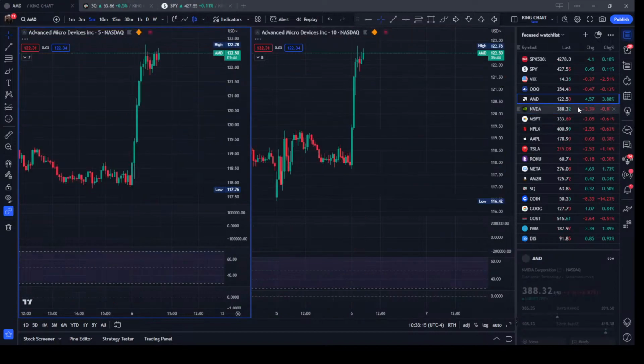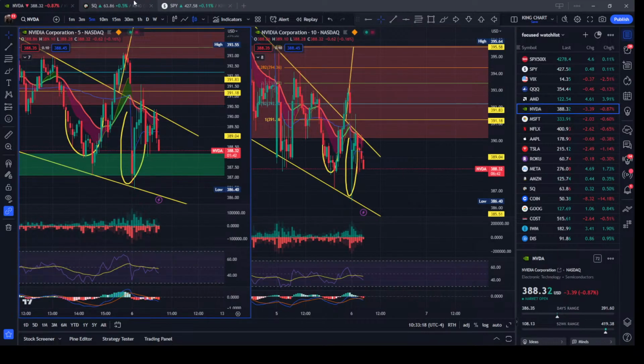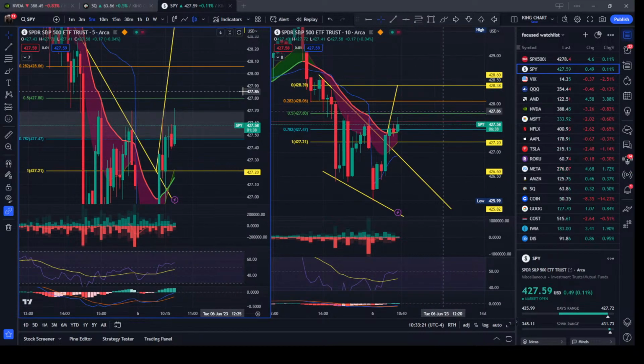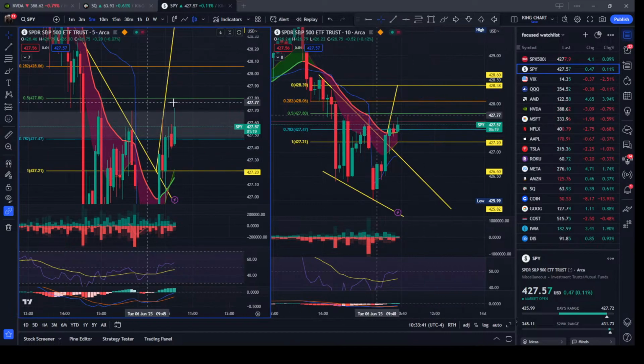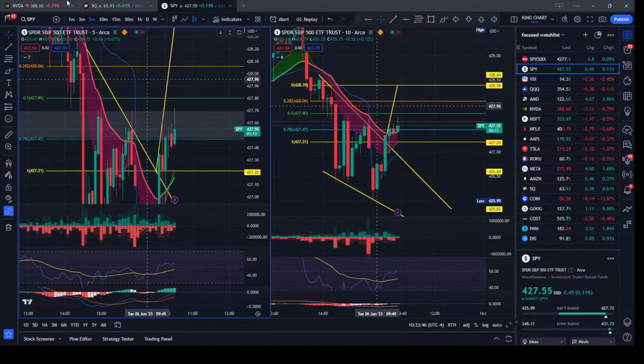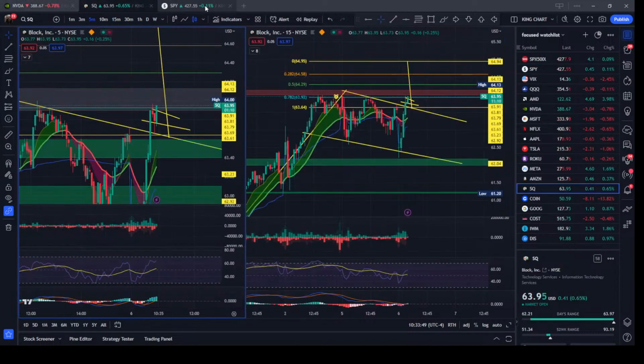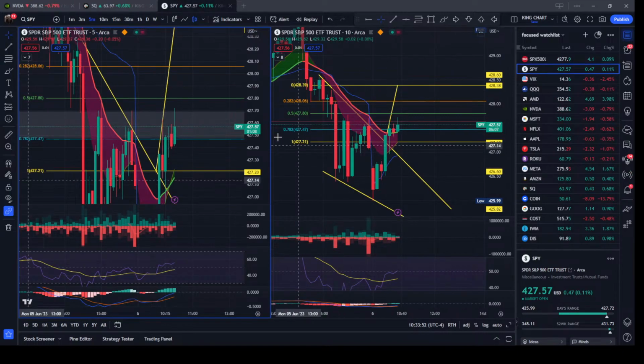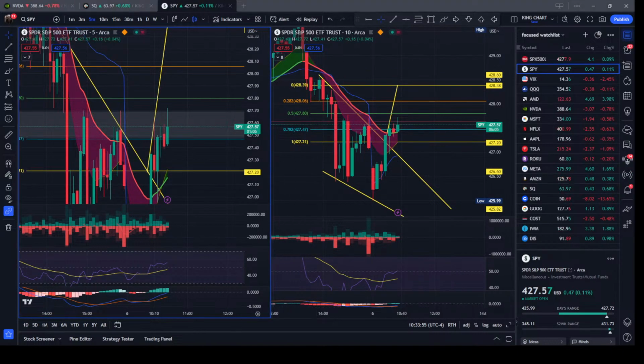I think the video is just dragging this whole thing down. Yeah, so upside looks really good here on SPY. I think if we maintain above this 427.47 level, we are bullish. Square, super bullish here. Told you guys about that one. And I think that's pretty much it.